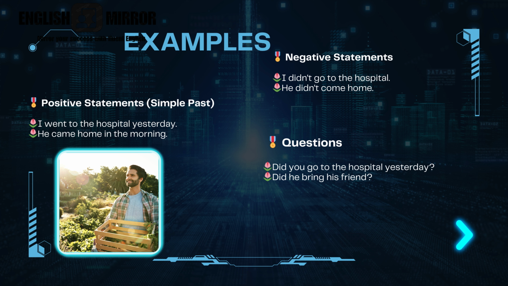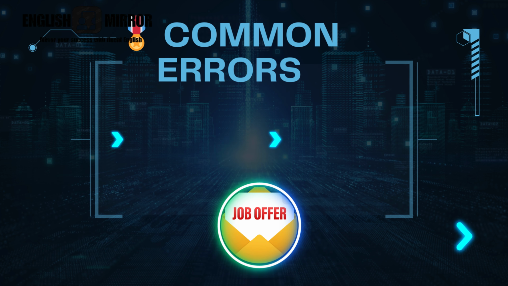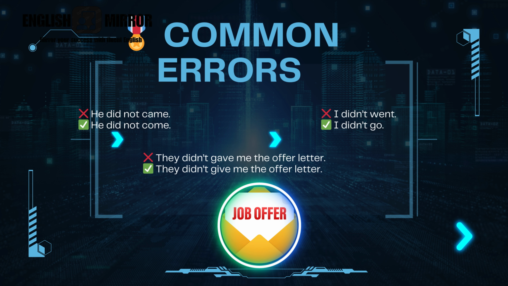While we are looking into questions: did you go to the hospital yesterday? Yesterday indicates the past action. Did you go? Did is used there, so we have to use the verb's first form. Did he bring his friend? Did and bring, the V1 form. And there are some common errors also. He did not came, that is wrong because we used did. So we have to use the verb's first form. He did not come. I didn't go. That is correct. I did not go. Verb's first form, V1. They didn't gave me the offer letter, that is absolutely wrong. How will we tell it? They didn't give me the offer letter.